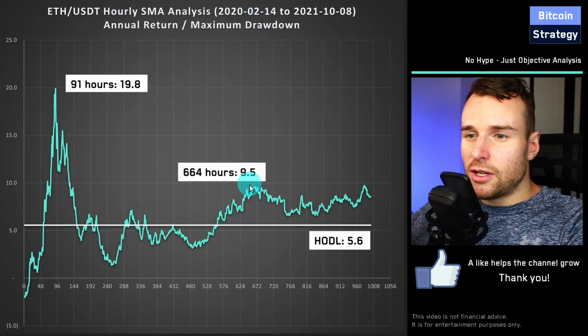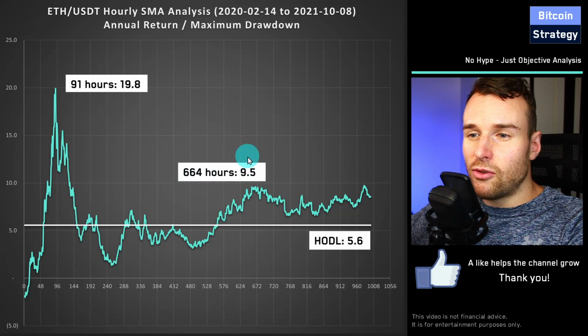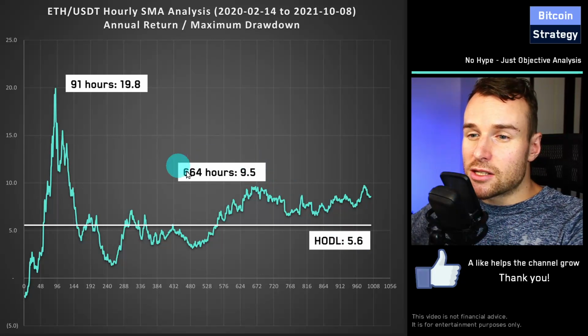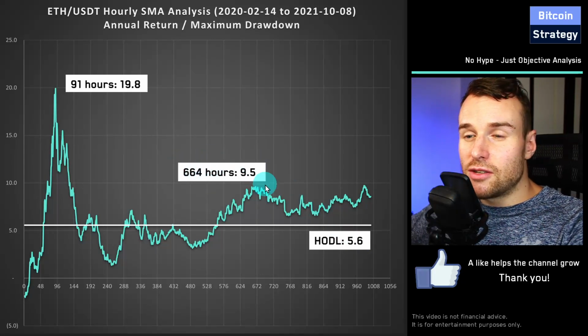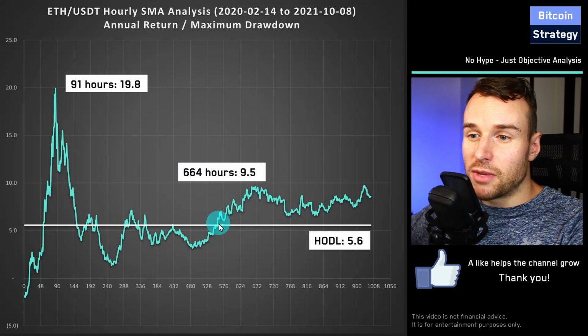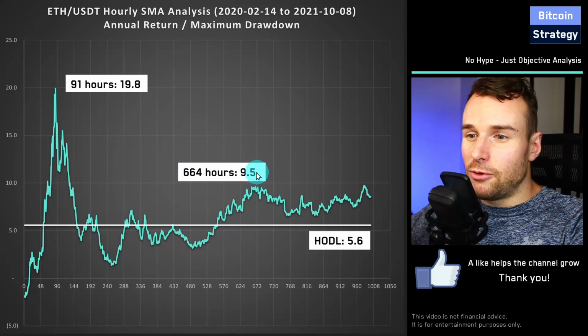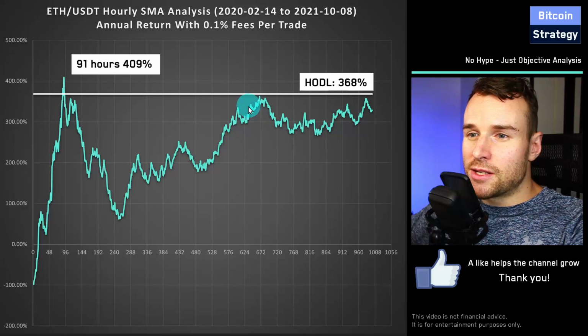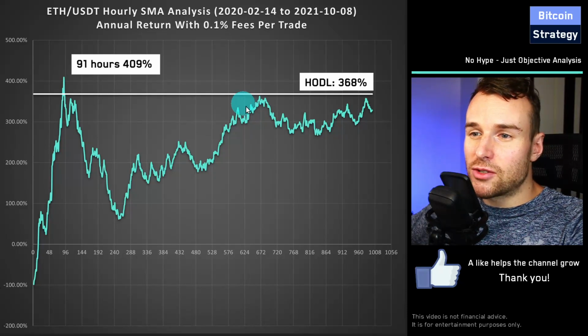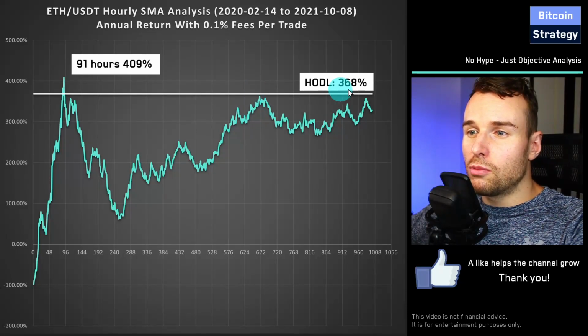Now this point over here is the 664-hour moving average. So it gives us approximately 2 times the risk versus reward. This does not mean that the 664-hour moving average outperforms buying and holding. In fact, it doesn't, right? If you look at this point here in the chart, this is the performance after trading fees. So it's below buying and holding.